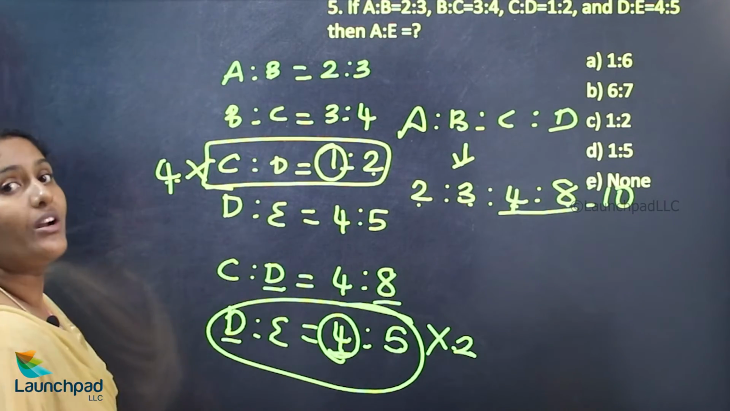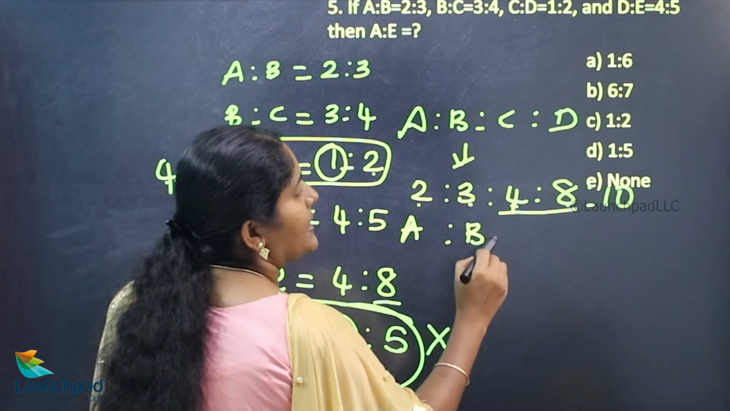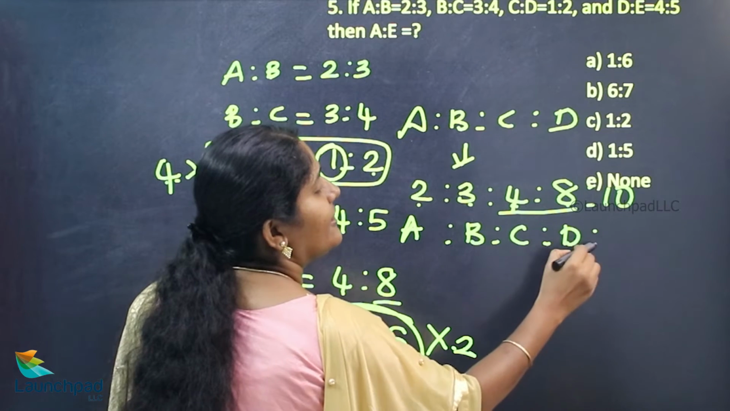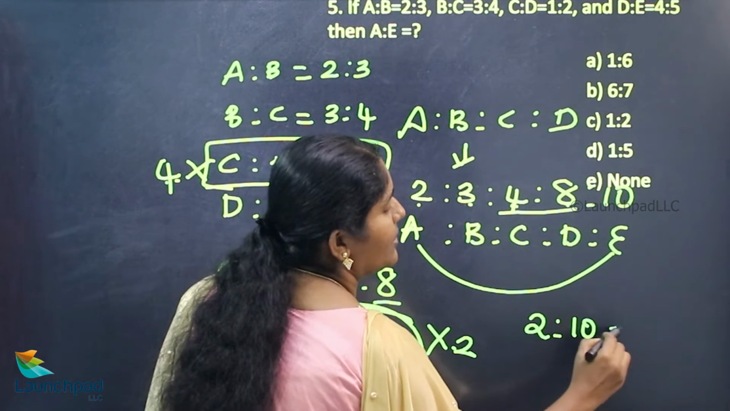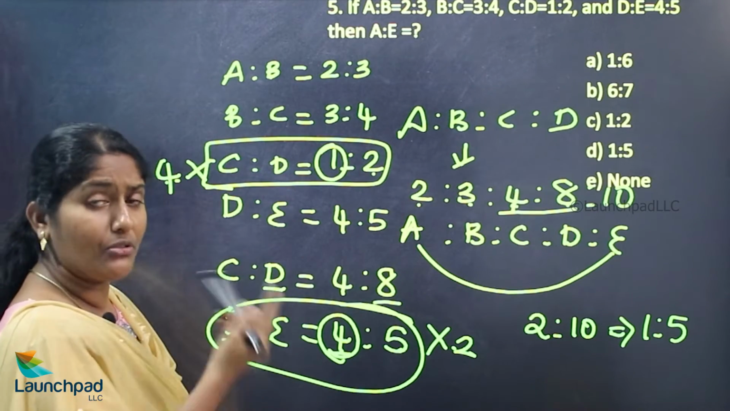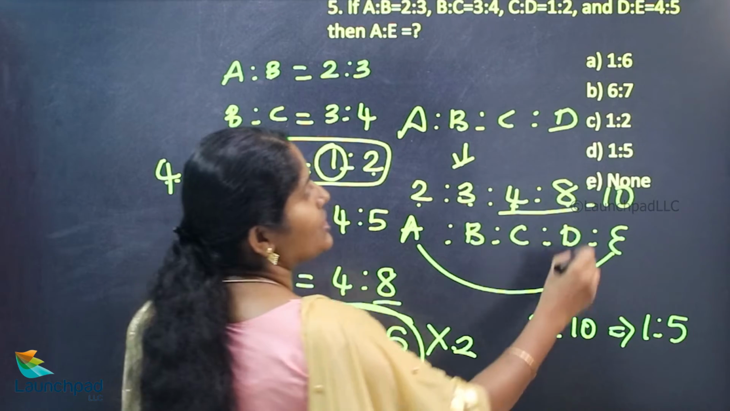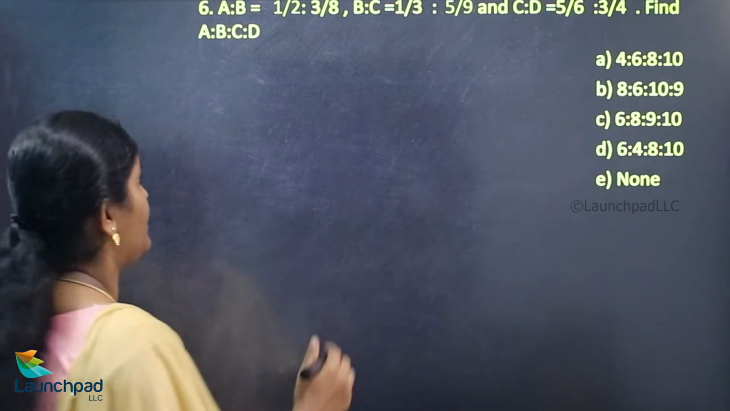Now your question is, what is A is to E? A, B, C, D, E. 2 is to 10. 2 is to 10 is nothing but what is your answer? 1 is to 5. We are able to simplify this value. 1 is to 5. Hence option D is the correct answer.